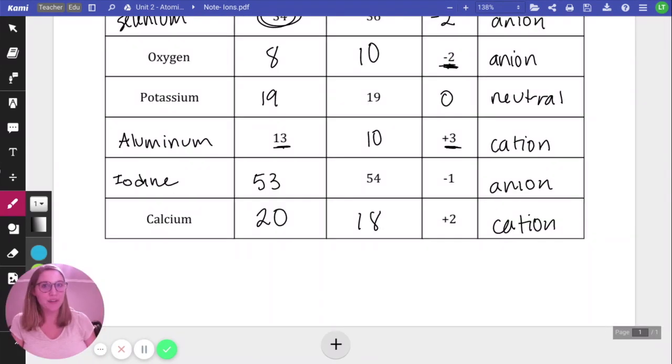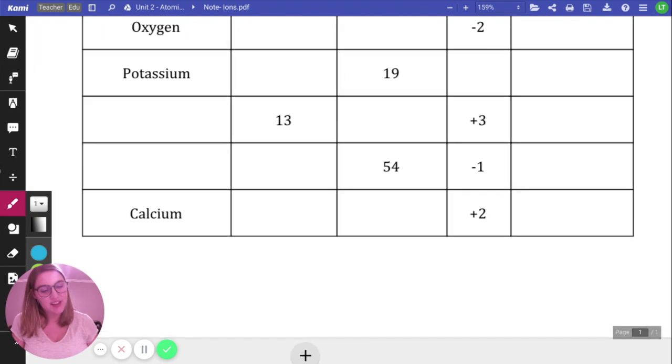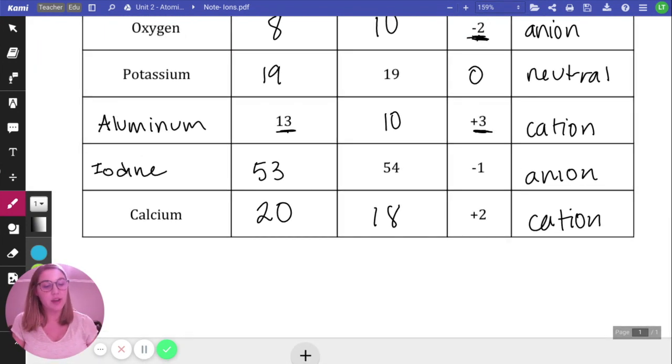Guys, let's quickly go over those last two answers. So here we have iodine. It has 53 protons, and it is an anion since we have that lovely -1 charge there. And then our last one was calcium. So calcium has 20 protons. Since it has a +2 charge, it has 18 electrons, and it is a cation.